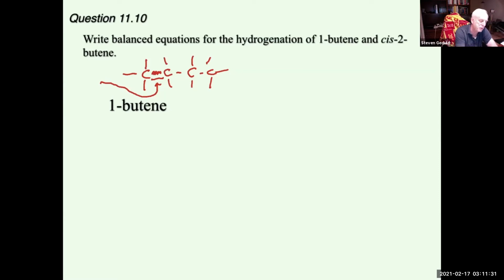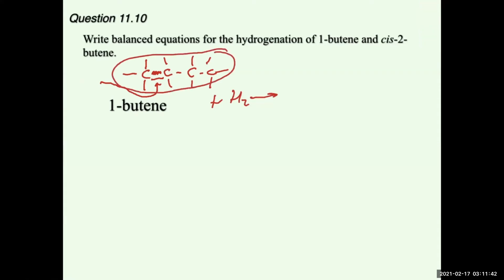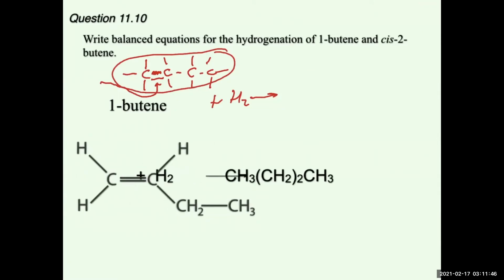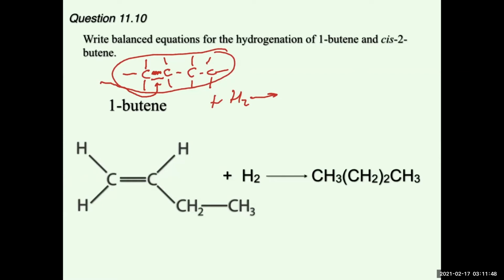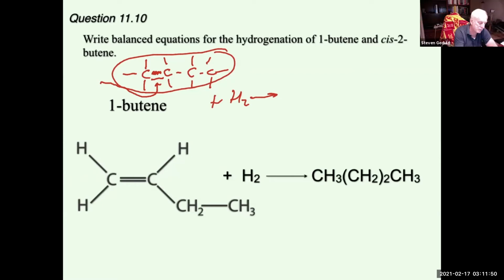So what does 1-butene plus H2 become? What's the name of this thing? Butane. Okay. So this is 1-butene, plus H2, and it becomes butane. You have the name there too.